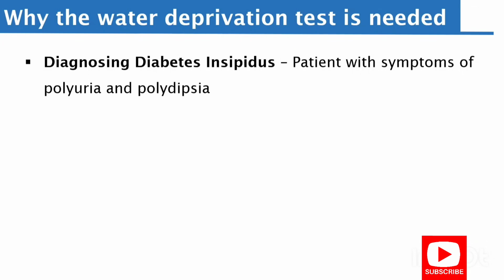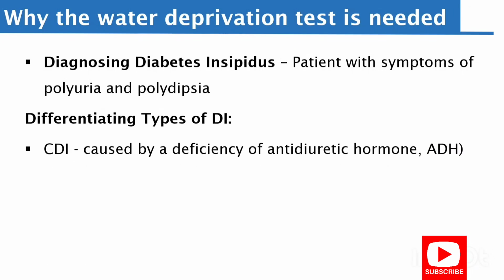Why? Because patients present with symptoms of polyuria or polydipsia, like I've mentioned. So polyuria is too much urine, and polydipsia is too much thirst. Does that make sense? It can also help to differentiate the types of diabetes insipidus. Remember, we have already mentioned central diabetes insipidus, and this can commonly be caused by deficiency of what?